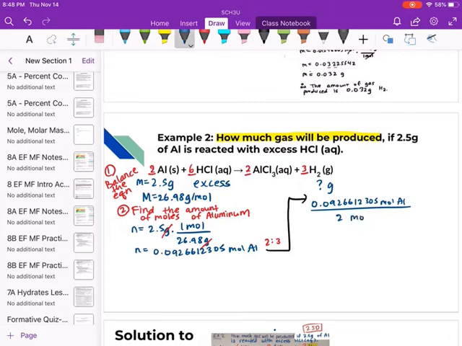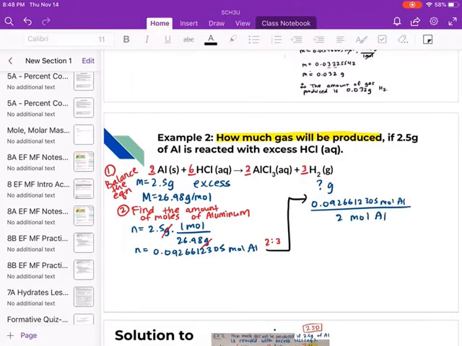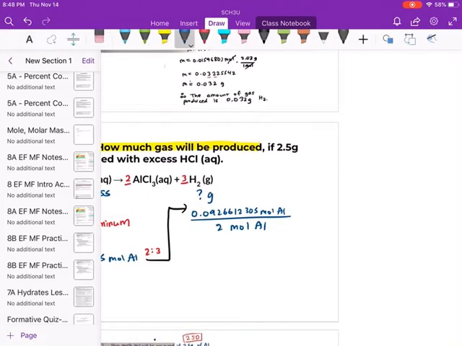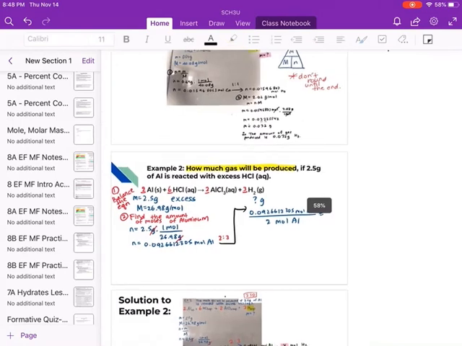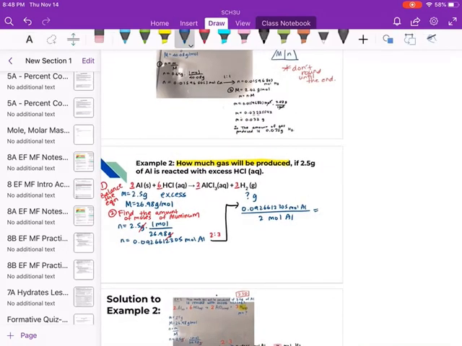2 moles of aluminum equals... So when I have 2 moles of aluminum, I have how many moles of hydrogen gas? Well, look at the balanced equation, and I have 3 moles of hydrogen gas. But I have X moles of hydrogen gas, because I don't know how many moles of H2 I have when I have 0.09266.